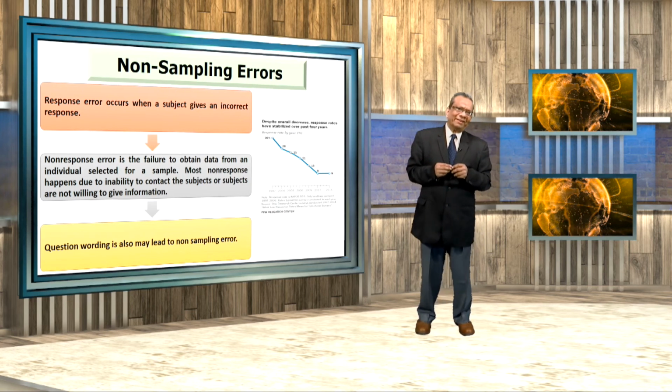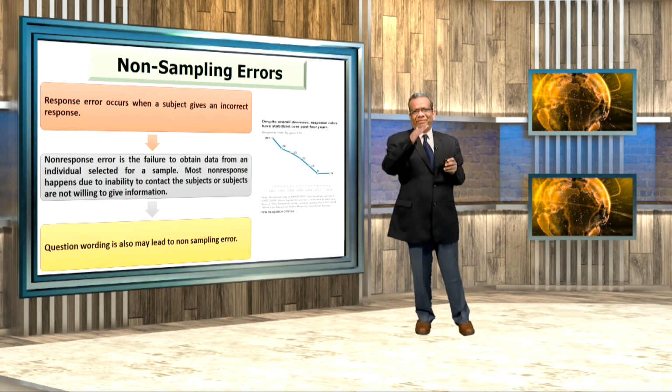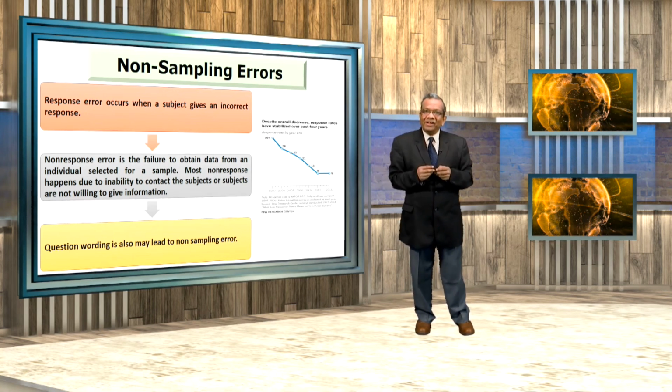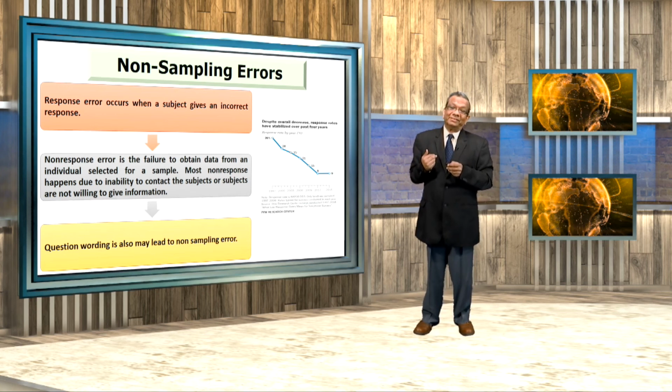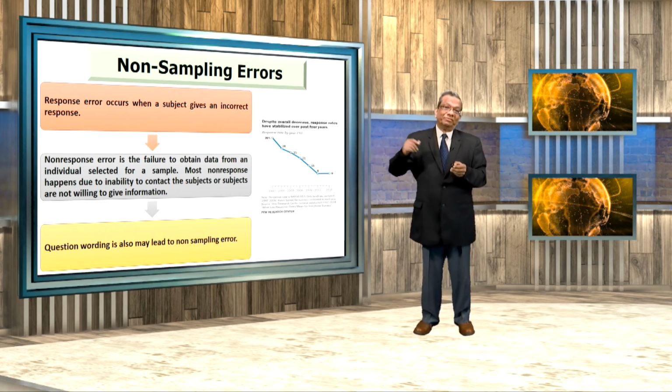Now, non-sampling errors. If you look at the Pew research, you will find that way back in 1997, 36% of the American population were able to give responses to all their questions. Therefore, survey research had a 36% response rate. Over a period of time, it has come down to 9%. Some researchers in India have found that only 2% of surveys sent are returned. Therefore, there is a large number of people who are not willing to give us information.